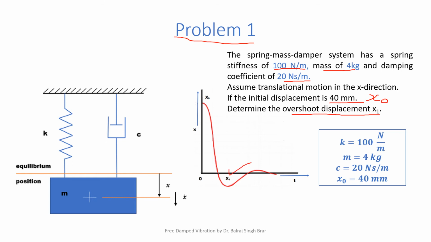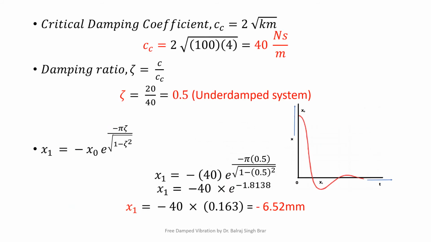X0 is given, k is given, m is given, c is given, x0 is given as 40. First of all, we determine the critical damping coefficient cc, which we know is 2 times the square root of km. We put the value of k and the value of m, and we get 40 Newton second per meter.